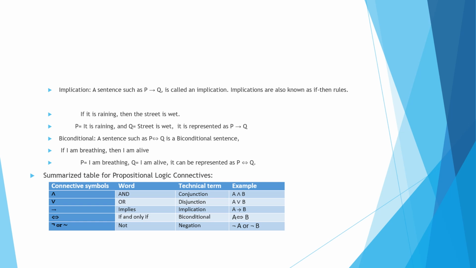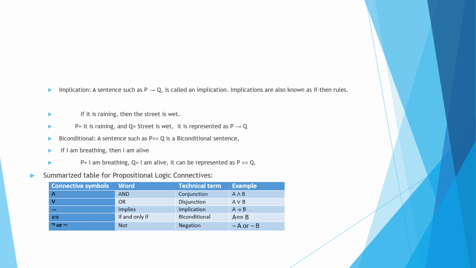And the second and last logical connective, biconditional. A sentence such as P biconditional Q is a biconditional statement. These symbols represent the biconditional. This is a double arrow symbol. Let's see one example. I am breathing if and only if I am alive. This is an if-and-only-if condition based statement, we call it a biconditional statement.